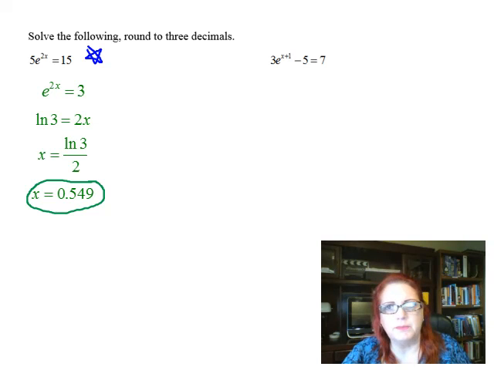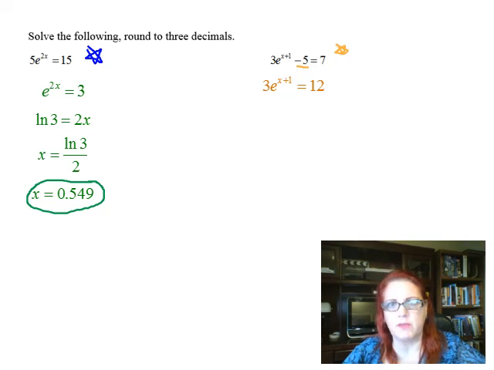On this next one, we have even more things to do before we can write that logarithmic equation. So the first thing we're going to do is add 5. We want to get this non-exponential expression onto the other side. So we're going to add 5 to each side. That leaves that 3 times e to the x plus 1 equaling 7 plus 5, which is 12.